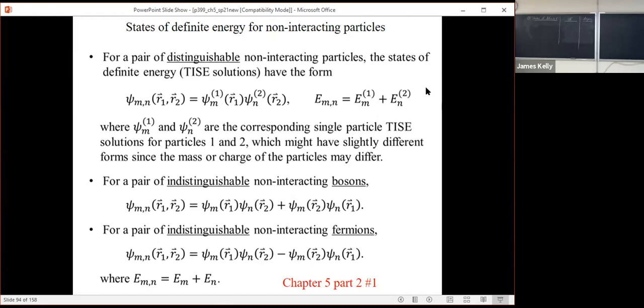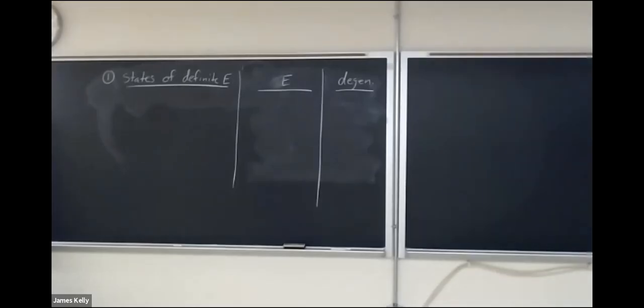And before I take this slide off, I just want to point out in A, we're talking about distinguishable particles, non-identical particles. And we see in that case, the states of definite energy are just products of the individual wave functions that correspond to individual single particle states of definite energy for the harmonic oscillator. And the energies of those states are just the sum of the two energies.